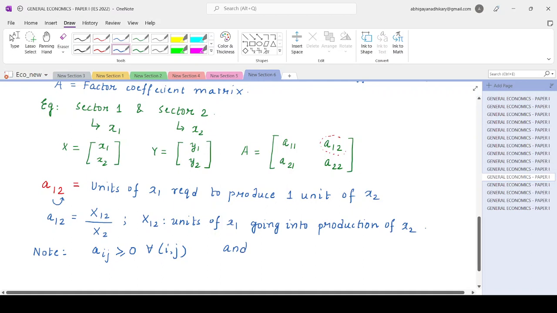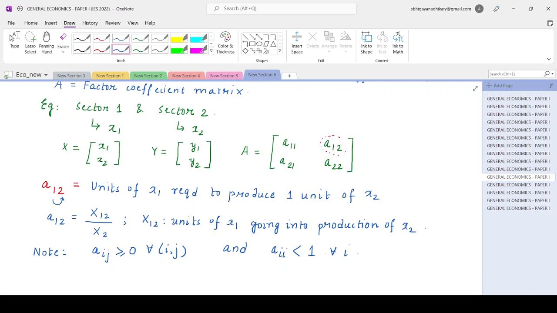And Aii is less than 1. What does Aii mean, for all i? Sector i's output going back into the production of the next unit of sector i. So obviously the entire output that you have produced, you are not going to push it back into the production of the next unit. It will always be a part of the output. So Aii is less than 1 for all i. So this is the definition.